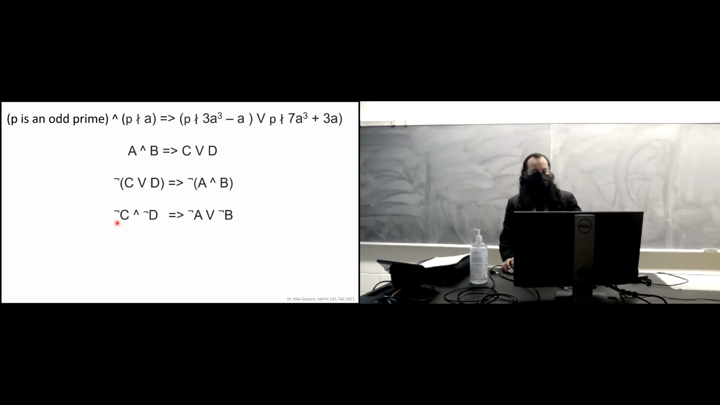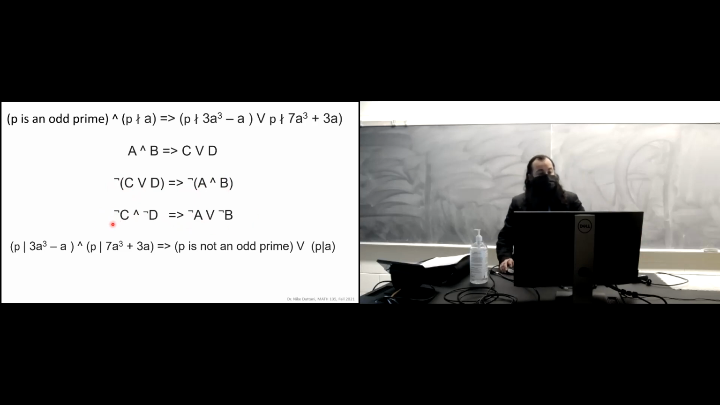And then we use De Morgan's laws. Not C and not D implies not A or not B. De Morgan's laws, easy. Now we convert this into a language we understand. Instead of C's and D's and A's and B's, we make it more concrete. What does it mean to be not C? If P doesn't divide 3a cubed minus a, the negation of that is that P does divide it. Same here, P does divide this. P is not an odd prime. Here, P is an odd prime. P is not an odd prime here. And here we have P doesn't divide A, that becomes P divides A.